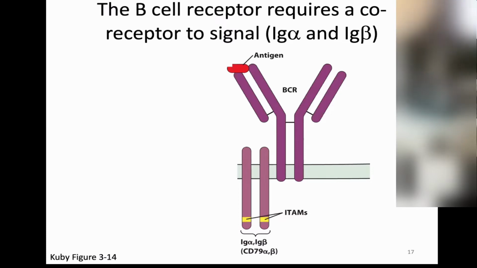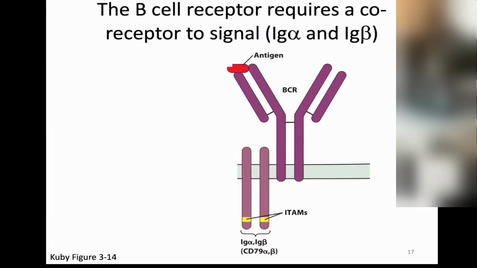The experiments on that are super cool. We'll talk about some similar ones with T cells later. But the idea here is that this is actually providing a cytoplasmic tail. And it doesn't have to vary. Every B cell just uses the same partner proteins, Ig alpha and Ig beta.